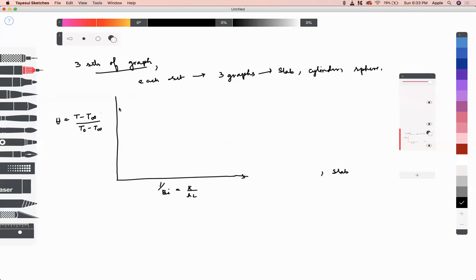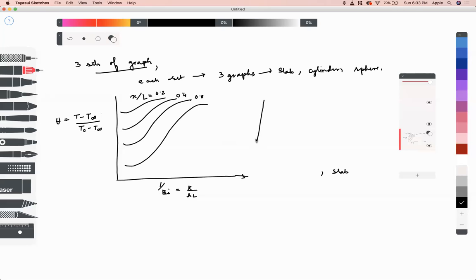And the graph looks somewhat like this. There will be different curves, and each curve is based upon an x by L value. So these are all dimensionless values. So first curve will be x by L equals to, let's say, 0.2, next one will be 0.4, next one will be 0.6, and so on.